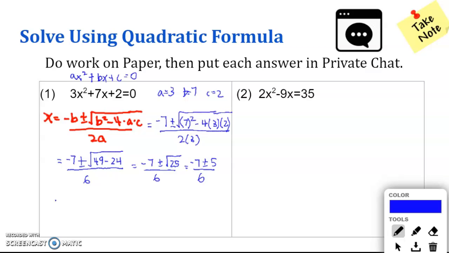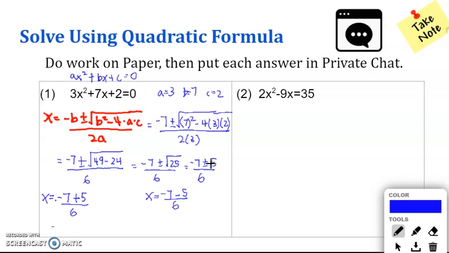So I have two different equations here. As soon as you've simplified it as much as you can, then you separate it into two different equations. One is the plus version, one is the negative version. x is equal to negative 7 plus 5 all over 6 for the first one. The other version is x is equal to negative 7 minus 5 all over 6.